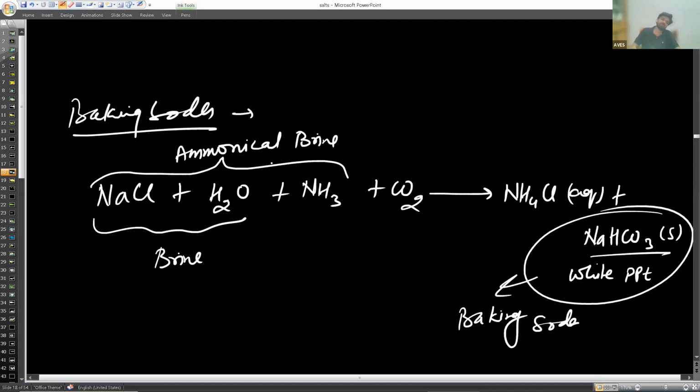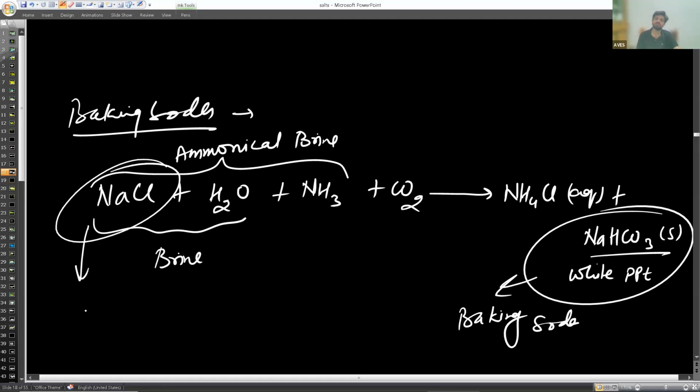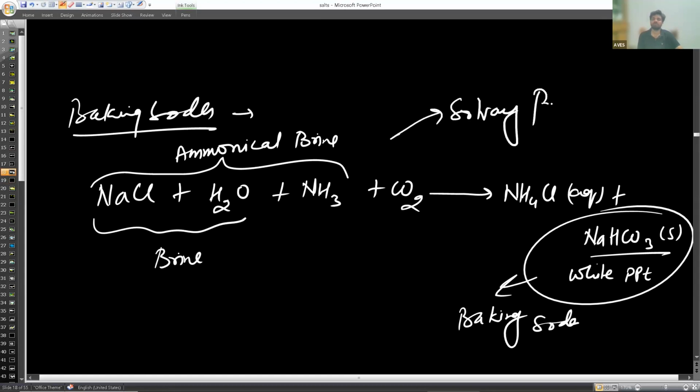Now, if we have ammonium, the whole process by which we prepare it is known as the Solvay process. We call it the Solvay process. Understood? Yes or no? We called it Solvay process. So what is the Solvay process?